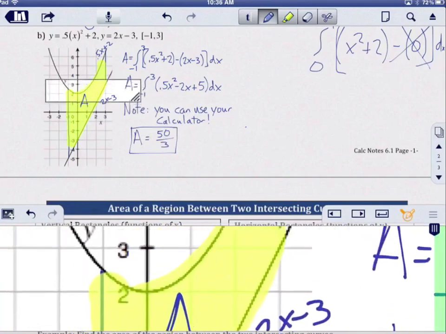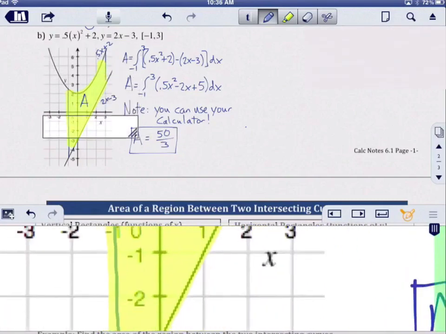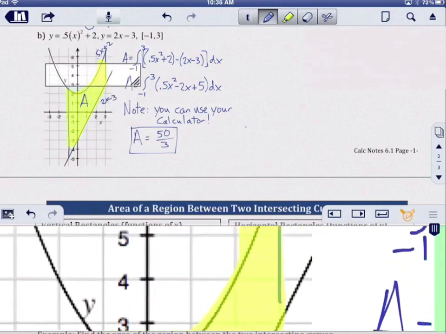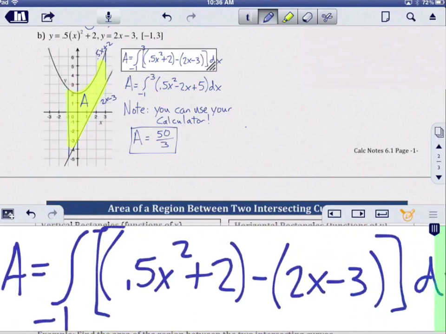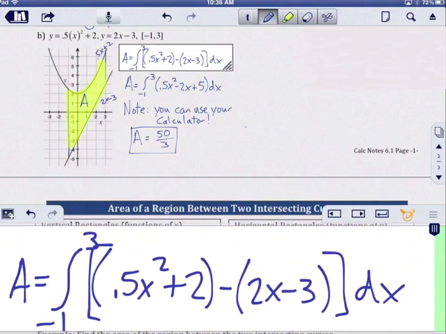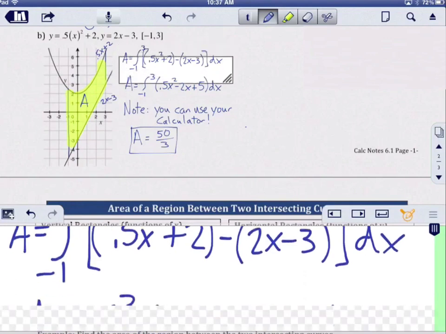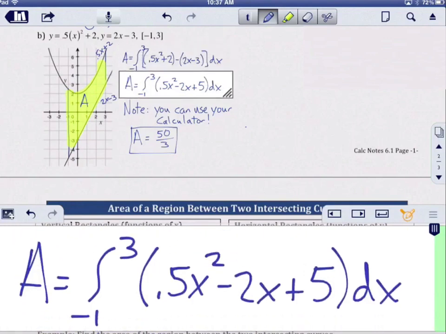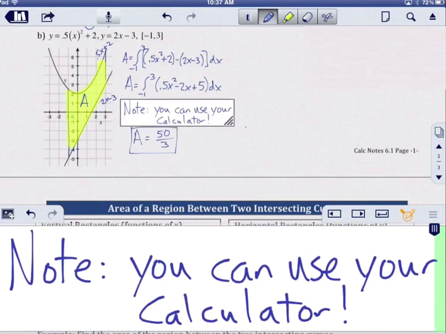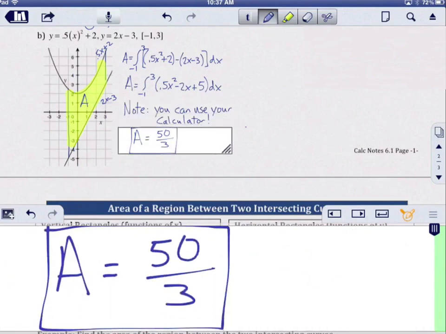Alright, welcome back everybody. So you should have blocked off this area right in here and set up your definite integral by taking the upper function minus the lower function, and then that reduces right there. And one note is that you can use your calculator to find these definite integrals. So just use FNINT or whichever method you prefer, but you should have come up with an area of 50/3.